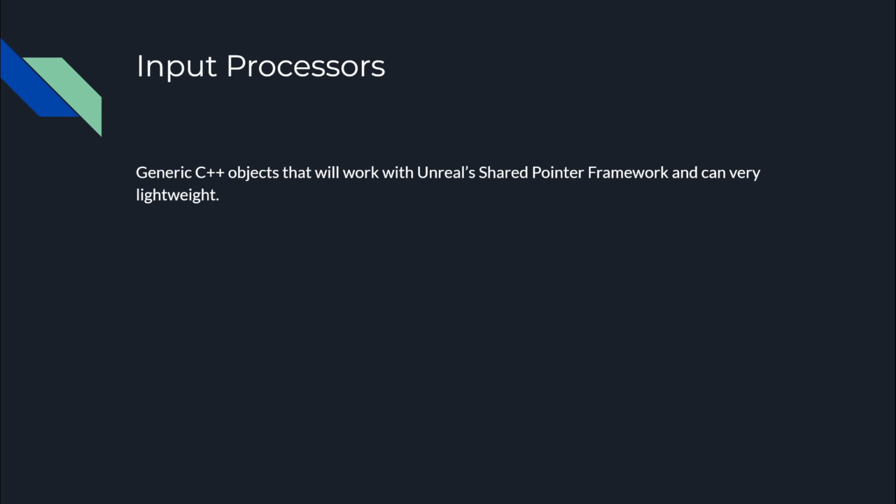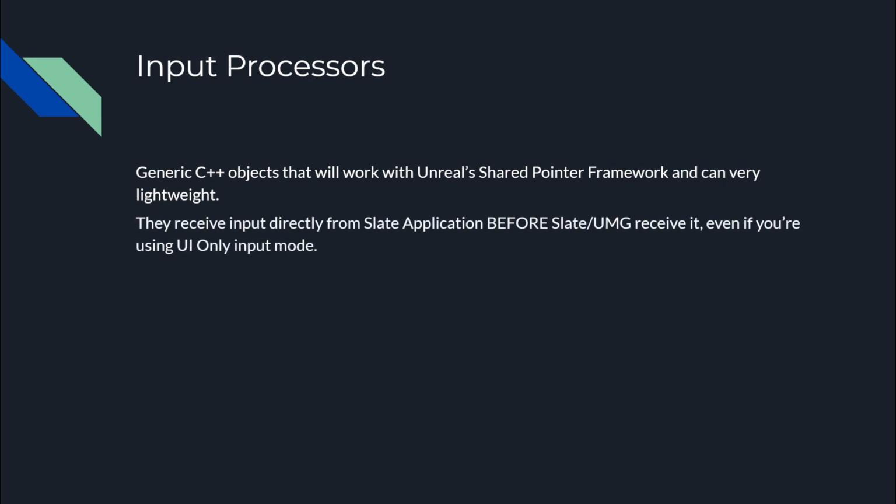So the input processors, back to this one. As I said earlier, they're generic C++ objects that will work with Unreal's shared pointer framework. And they can be really lightweight because they're only a handful of functions. And as I said earlier, they have an example, which is the analog cursor, where you're literally able to move the cursor around with your thumbstick on your controller, like you were playing Destiny or something. They receive input, as I said earlier, directly from the Slate application before Slate and UMG receive it. So you're getting it right in the middle between those two, and you can even stop it from getting to Slate or UMG, even if you're only using UI input mode.